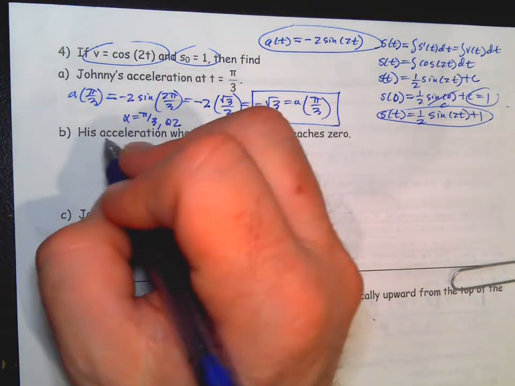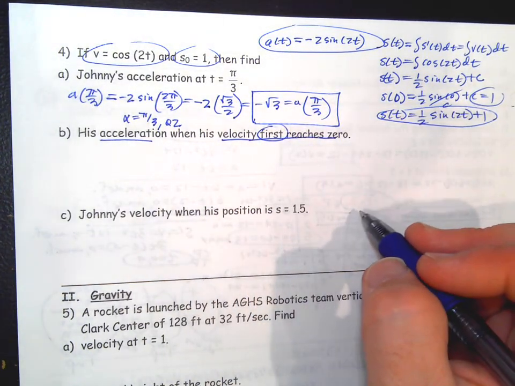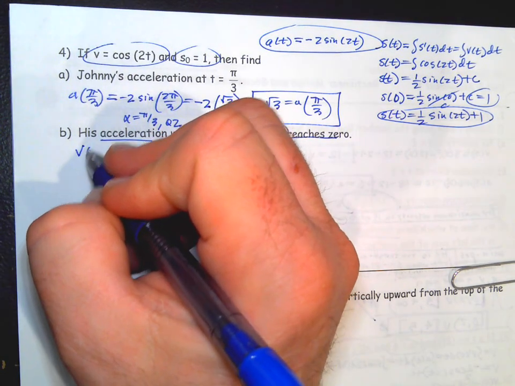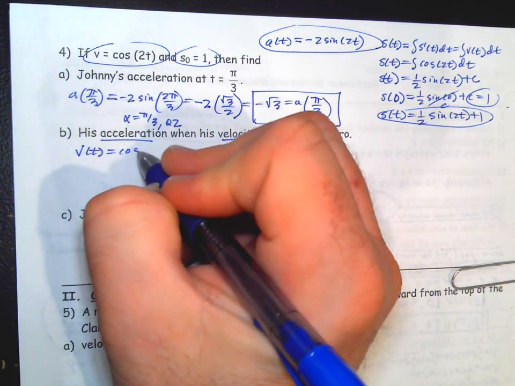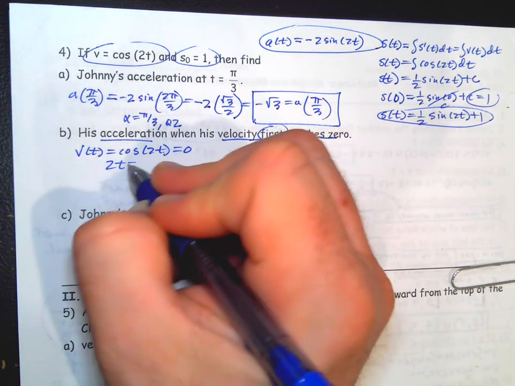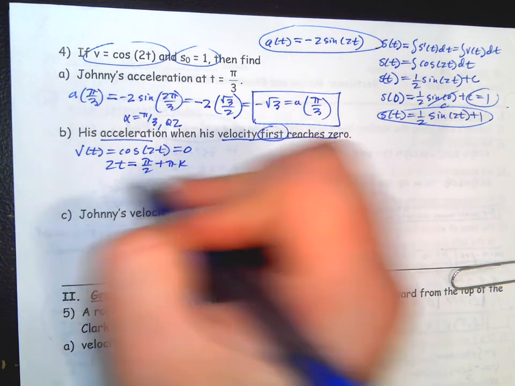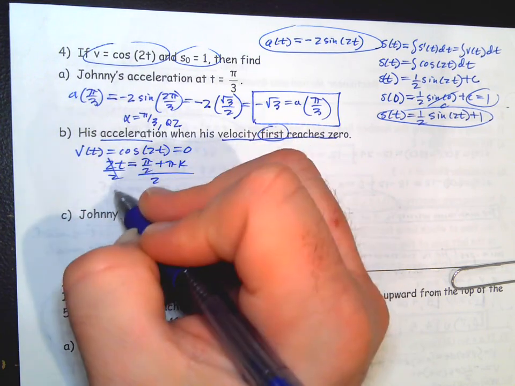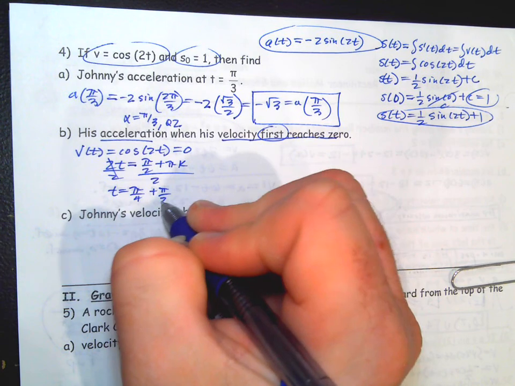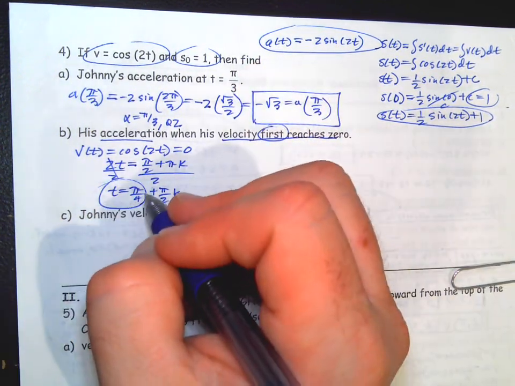Okay, his acceleration when velocity first reaches 0. Well, we got to figure out when his velocity equals 0. So we have his velocity, and we're going to set it equal to 0. When does cosine equal 0? At pi over 2 plus pi k. So we're going to divide by 2. So t equals pi over 4 plus pi over 2 k. So there's infinite answers. We just want the first one. The first positive time, so that's t equals pi over 4.